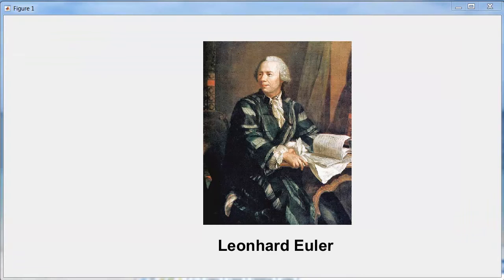Leonhard Euler was an 18th century Swiss mathematician, probably the most influential mathematician of his era. He made important contributions to a wide range of fields in mathematics, physics, and astronomy. He invented the notion of function, for example.